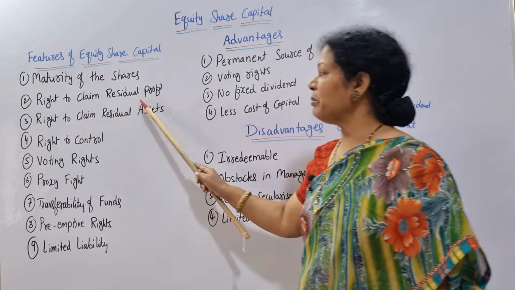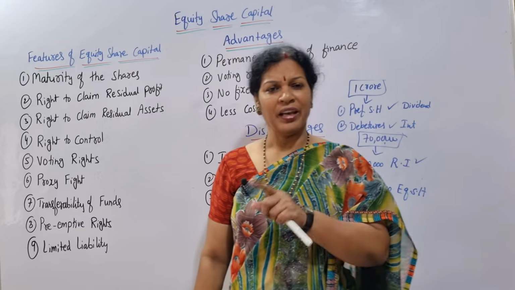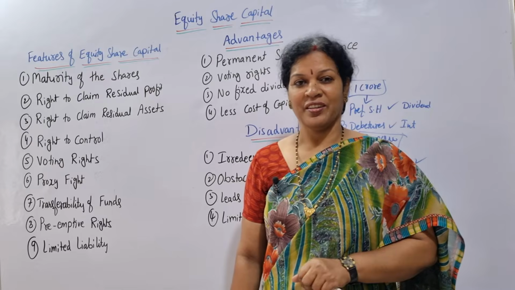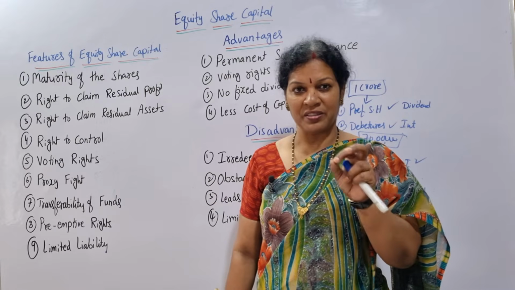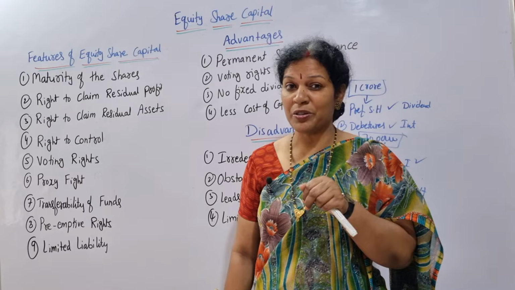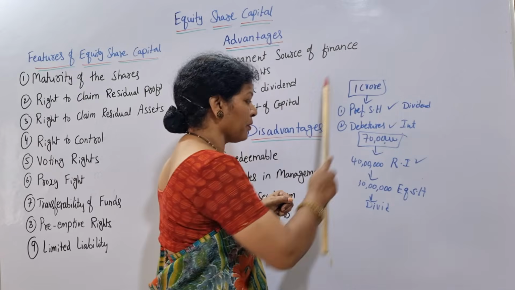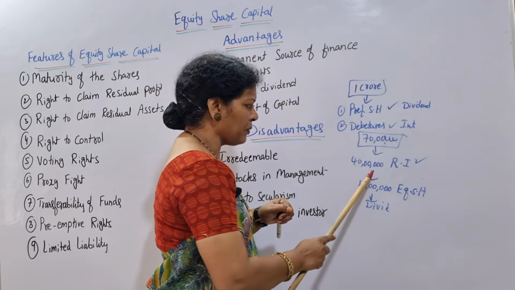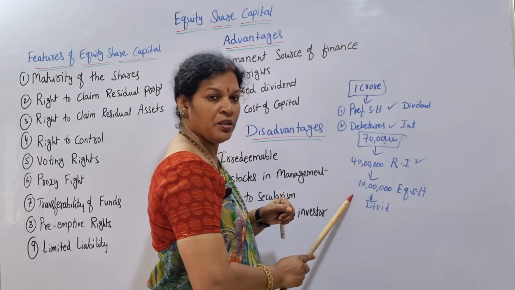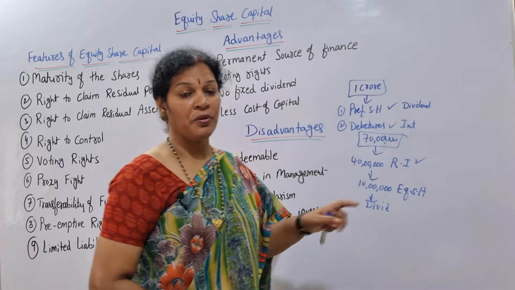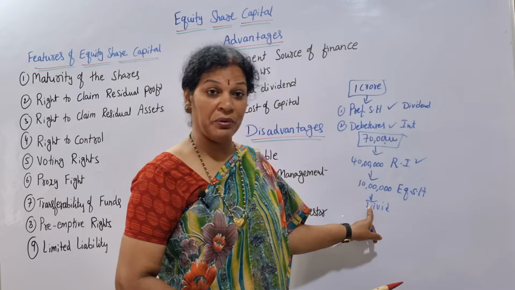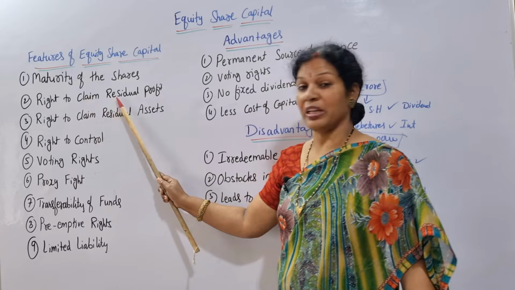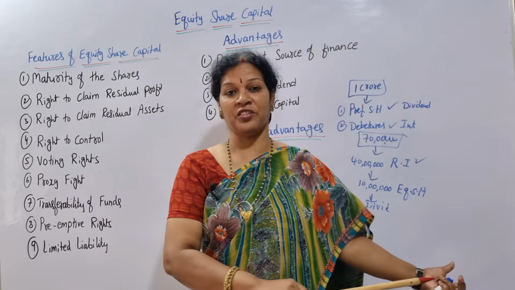The second thing is the right to claim residual profit. They have the right to claim the residual profit. Out of the company's profits, whatever the company is getting, out of that profit they are eligible to get a share. As I explained, it is the same process. If the company is getting profit, first let them pay everyone. Now the leftover is this much, so this is to be distributed to the equity shareholders in the form of dividend. They are eligible. This is one of the main features: the right to claim the residual profits.